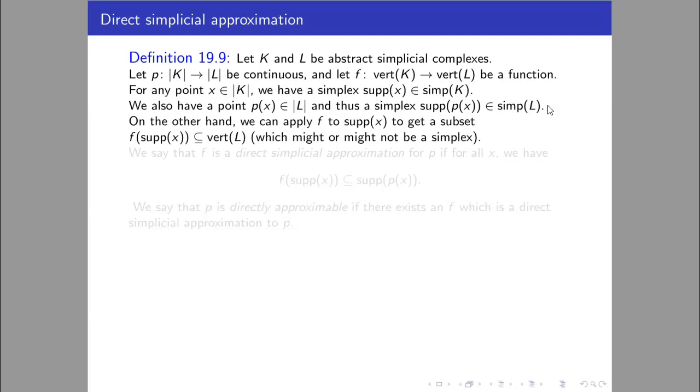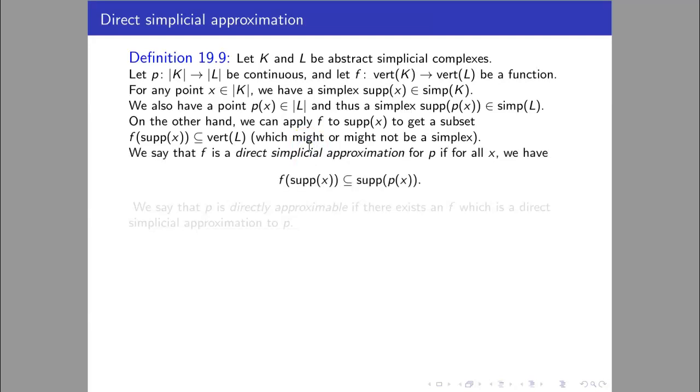There's another thing we can do. We can take this map F that we've got here, a map from the vertices of K to the vertices of L, and we apply it to sup X, which is a subset of vert K, and that gives us a subset of vert L. And as far as we know at the moment, that might be a simplex or it might not be a simplex.